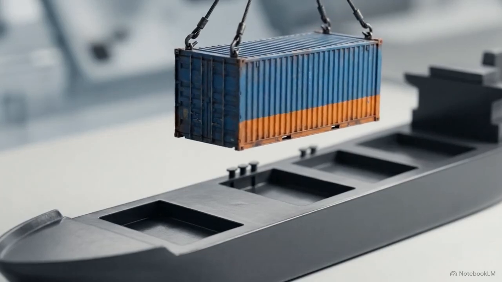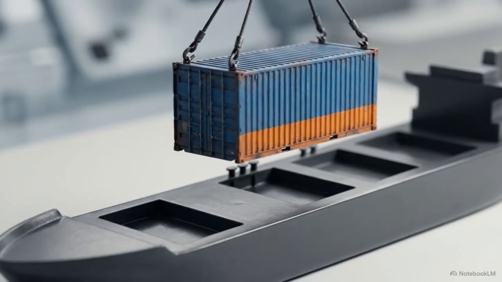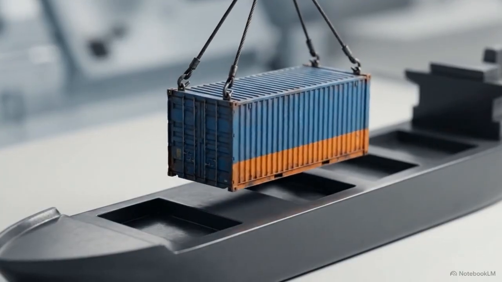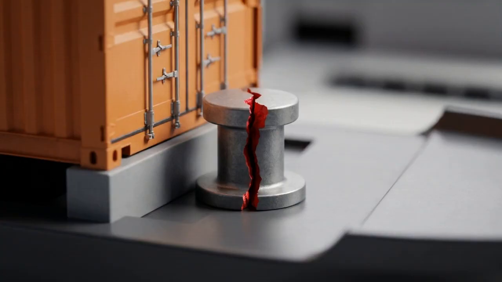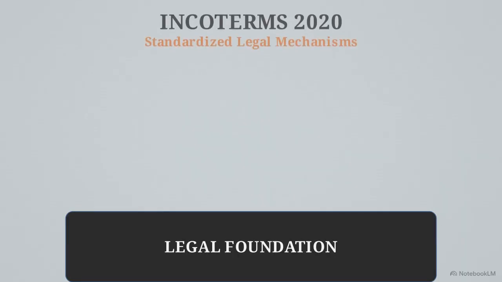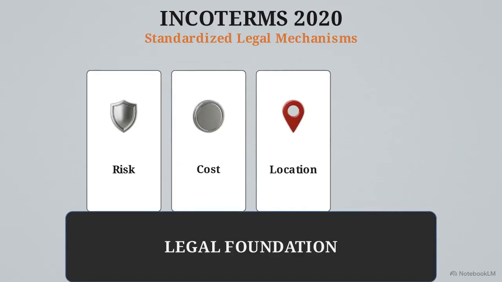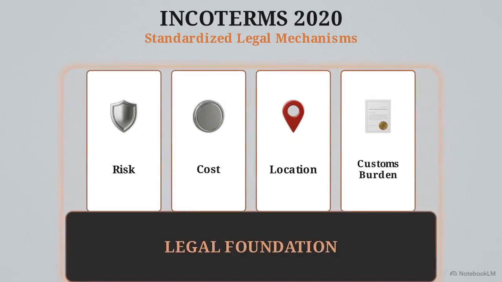Moving a physical box across an ocean is a predictable logistical challenge, but the exact moment the legal liability for that box transfers from the seller to the buyer, that is where supply chains actually break down. This schematic illustrates the four structural pillars of Incoterms 2020. These three-letter codes are not shipping suggestions. They are standardized legal mechanisms that lock down exact transfer points for risk, cost, location, and customs burden.